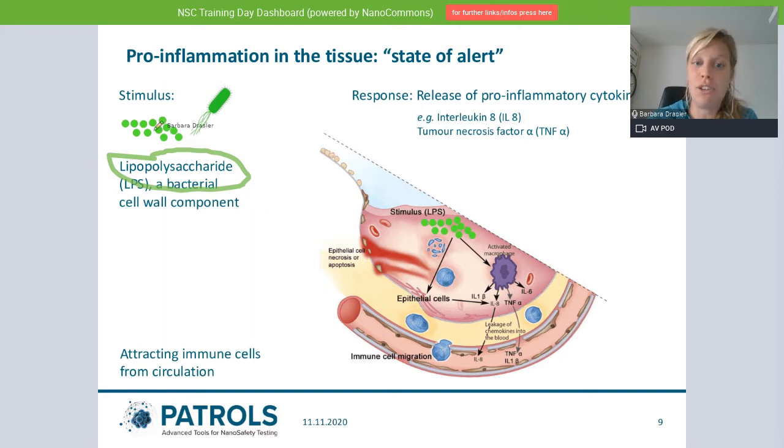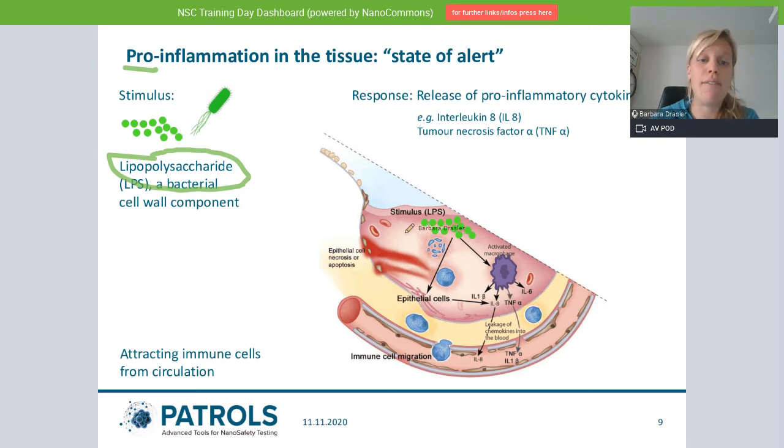There is first a series of reactions that occurs, and this is called pro-inflammation, which is the state of alert in the tissue. The most significant characteristic of the pro-inflammatory cascade of events is secretion of pro-inflammatory markers, for example, chemokine interleukin-8 and tumor necrosis factor alpha as the main inflammatory factor, or IL-1 beta and many others. And in vivo, this also means that such a state then attracts immune cells from circulation so that they come to the site of infection, so in the alveoli.